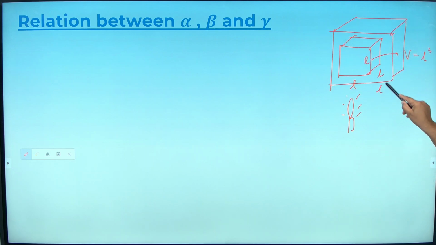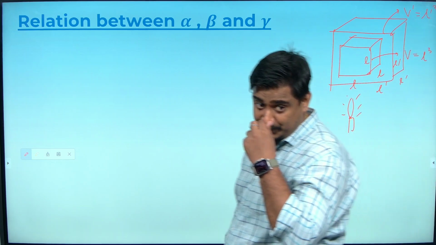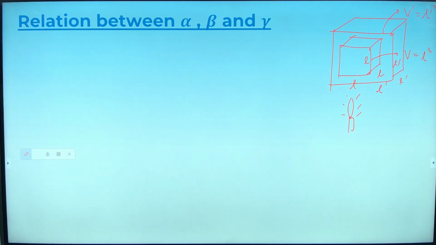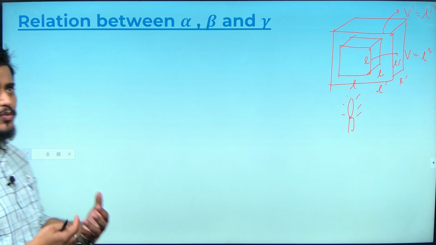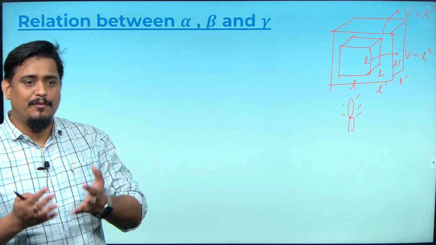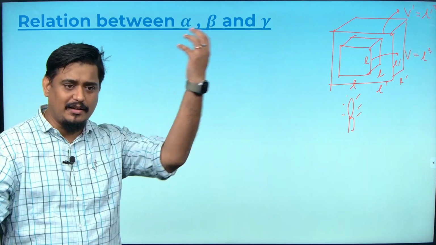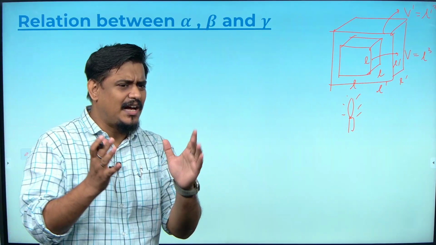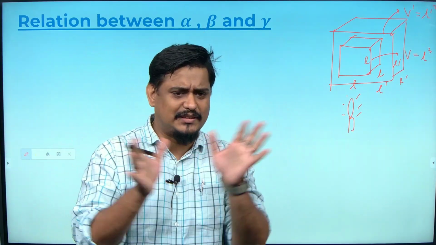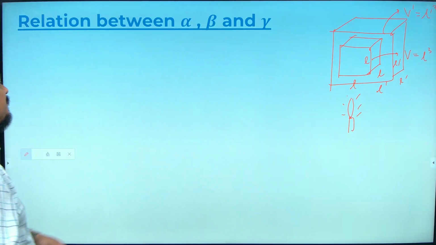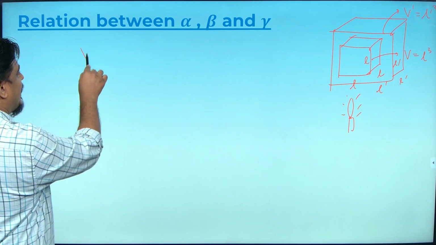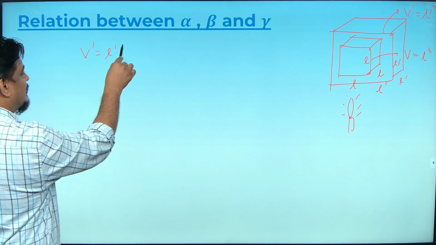And which will have length L dash, L dash, L dash, and its volume will become V dash, which will become equal to L dash cube. Do you agree? Initial volume V was L cube and final volume V dash will be L dash cube. Why it happened? Because we heated the cube and it expanded in all the directions. Since it is isotropic, that is all directions will have the same amount of expansion, it became L dash cube. Okay. Now what is V dash? V dash is L dash cube.